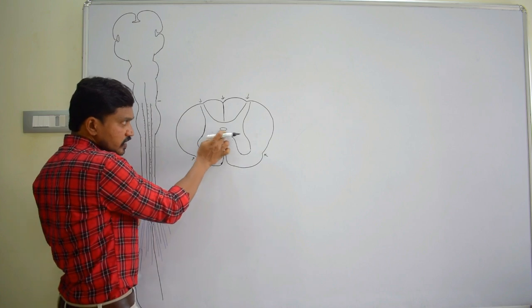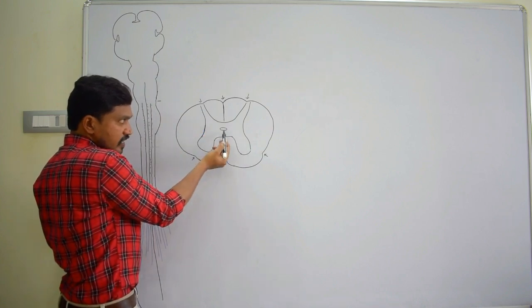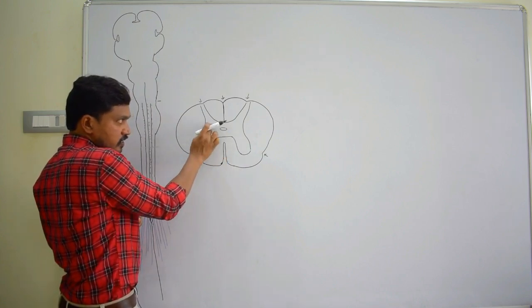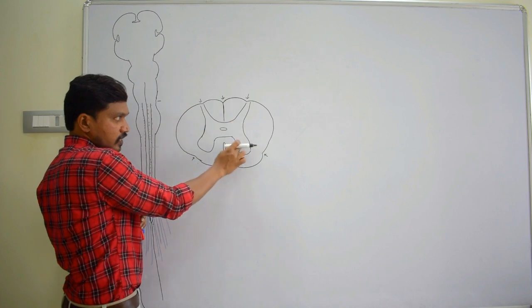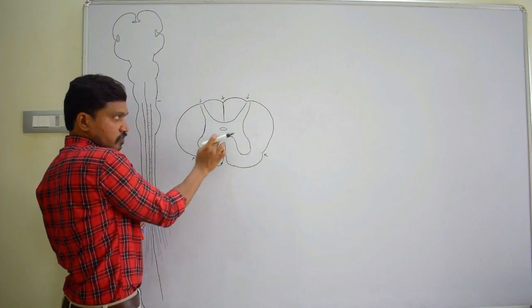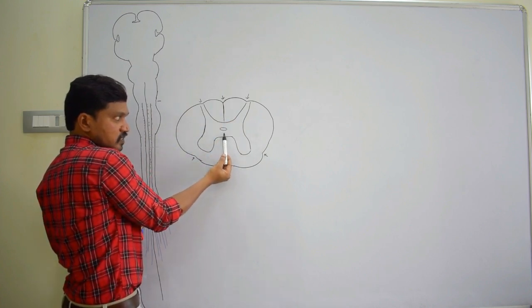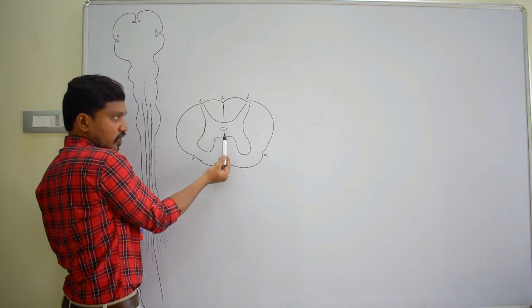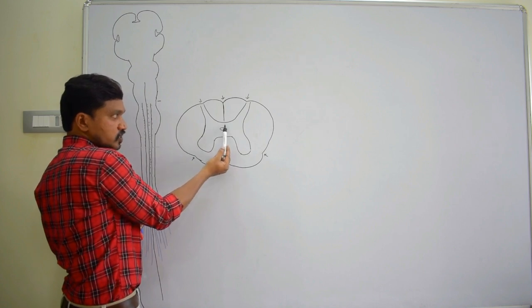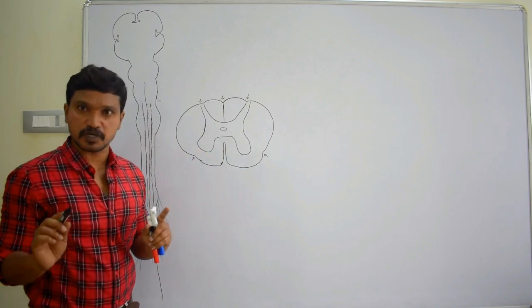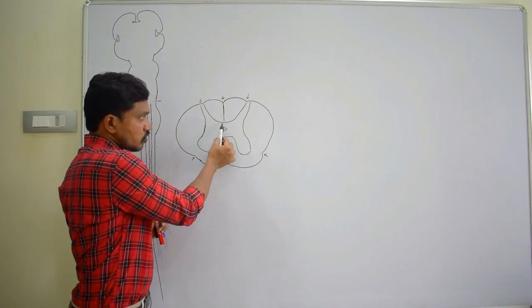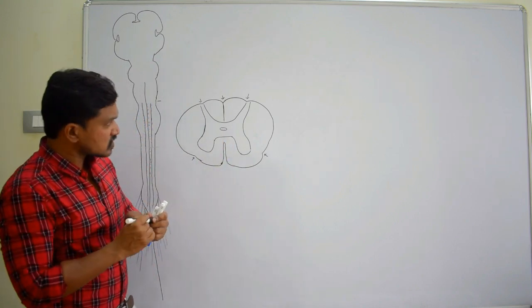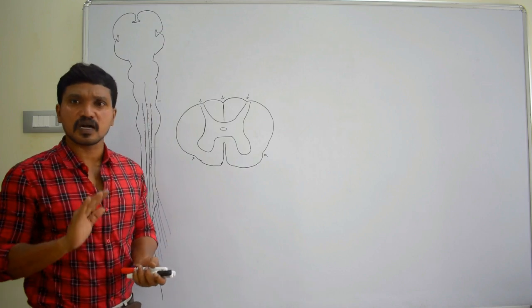Then if you observe in the grey matter also, anterior to the central canal and posterior to the central canal, this half of the grey matter and this half of the grey matter communicate with each other. Because of that, this part and this part are named the anterior and posterior grey commissure respectively. Anterior grey commissure, posterior grey commissure. So this is the transverse section of the spinal cord in brief.